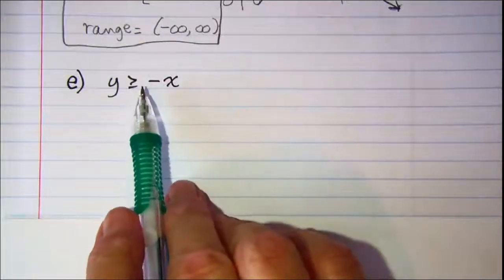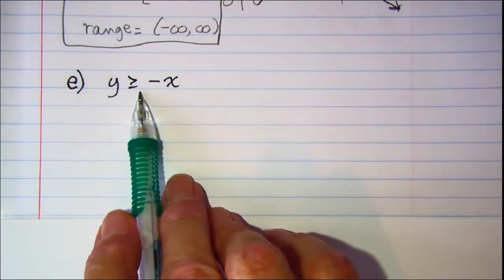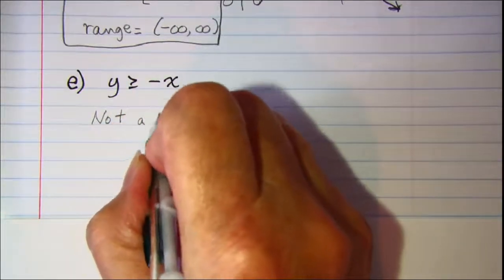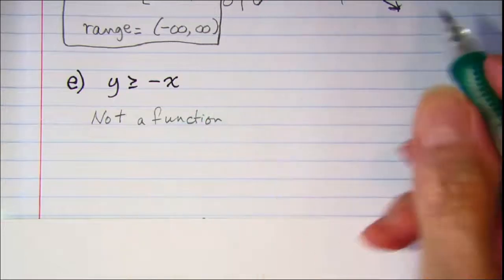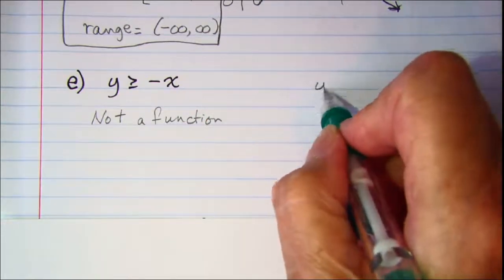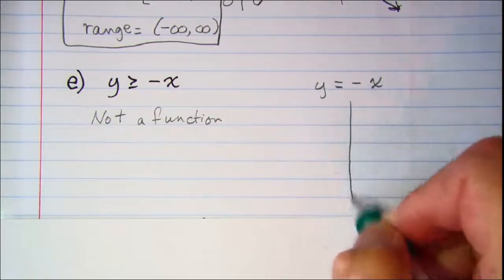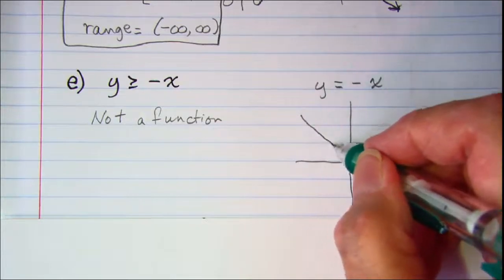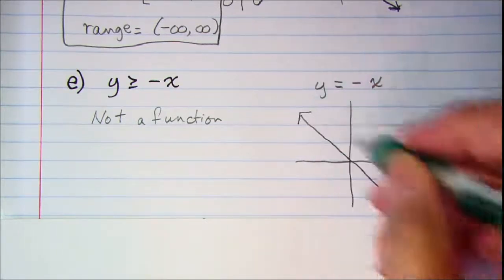Now this one is an inequality. Whenever you have an inequality, you're not going to have a function. Look at that in a minute. If we look at the line y equals negative x, we know that that is a line at a 45-degree angle.